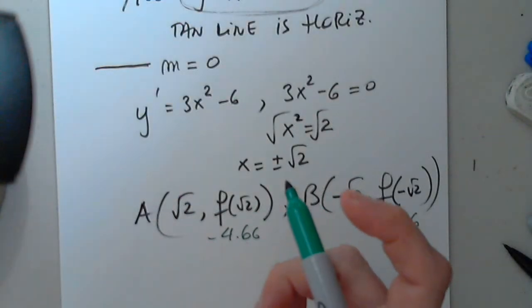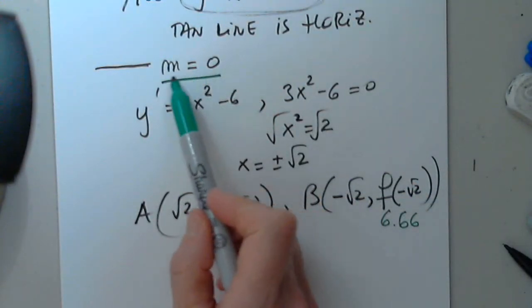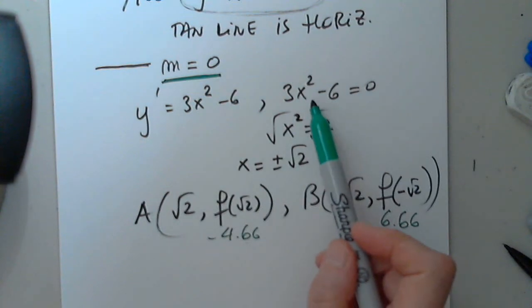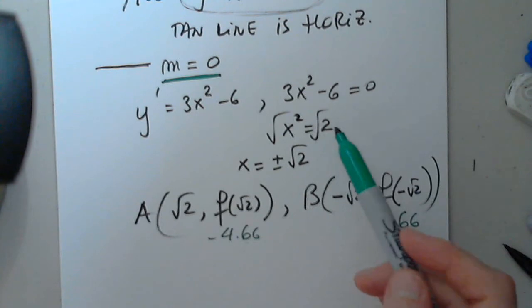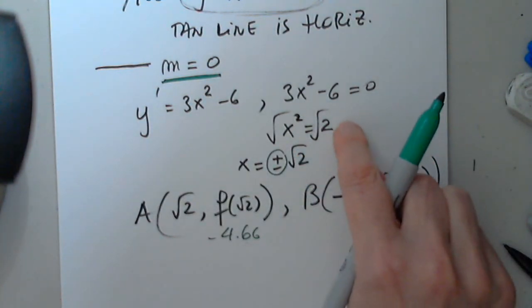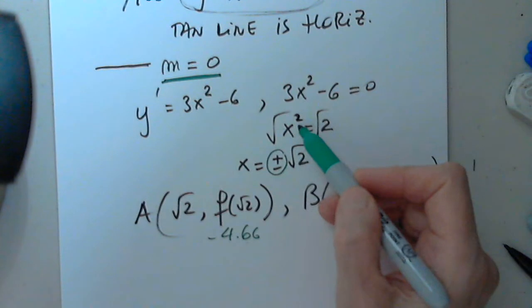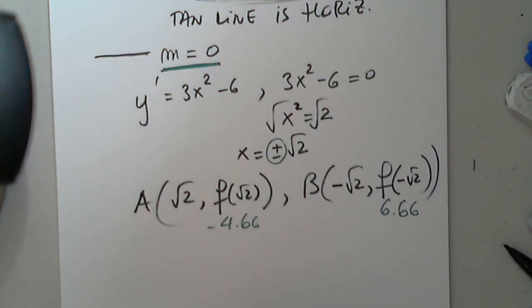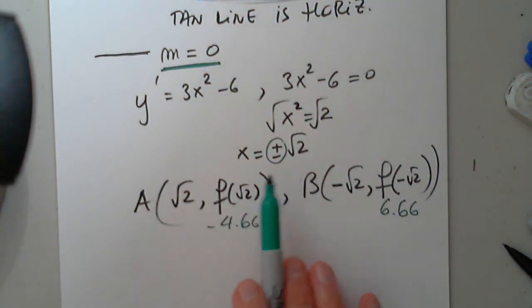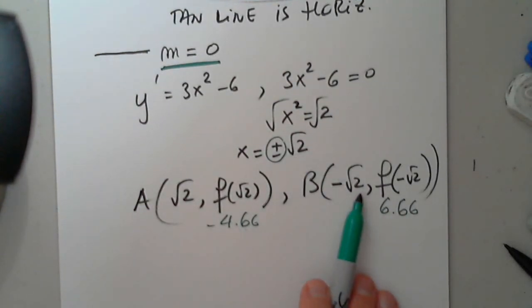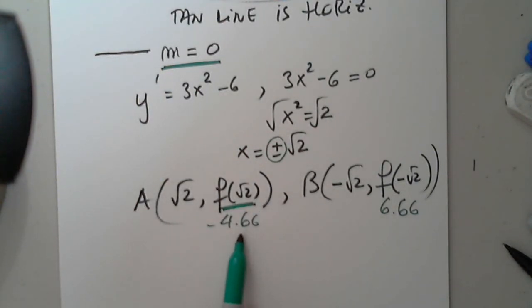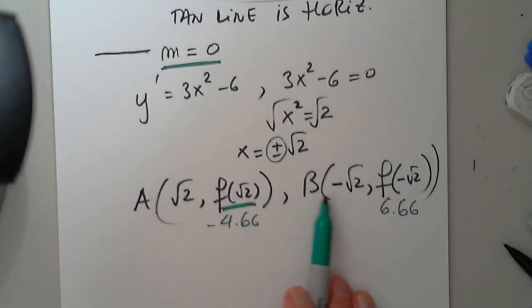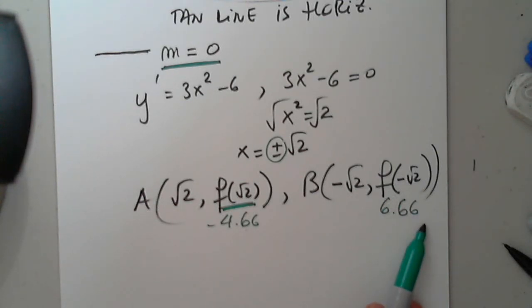So we set it equal to 0, because that's what they're asking us, horizontal line. And I moved 6, I divide by 3, so I got 2, so I have to take square roots. Remember, plus or minus do not come from this side, they come from this side, from the absolute value. So then we have 2 points, one point with x the square root of 2, and the other point with x negative the square root of 2. So I had to plug in the function to determine the y value. So for point A, I have the y value negative 4.66. And for point B, I have the y value 6.66.